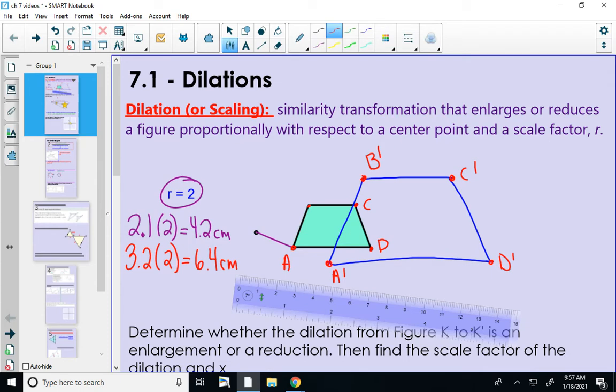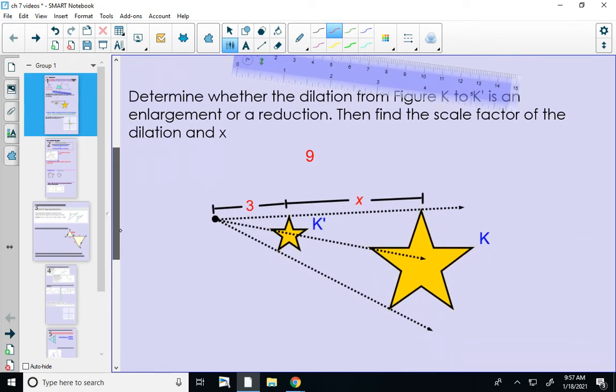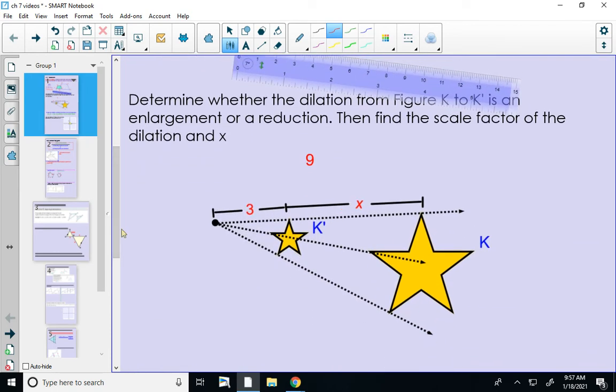So that's how we do a dilation. Now we've got, I think, a word problem with the dilation already given to us. So we want to determine whether the dilation from figure K to K prime is an enlargement or reduction. That means exactly what you think it means. Enlargement gets bigger, reduction gets smaller. Then find the scale factor of the dilation and x.